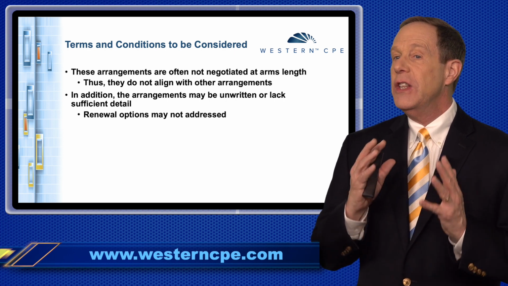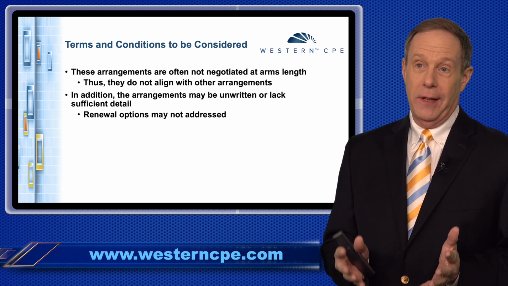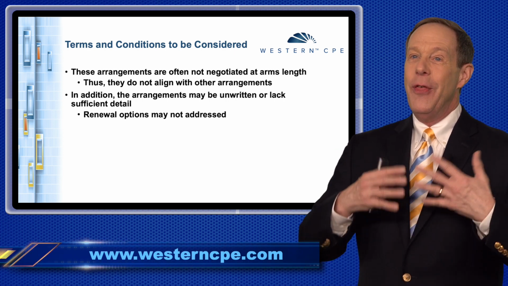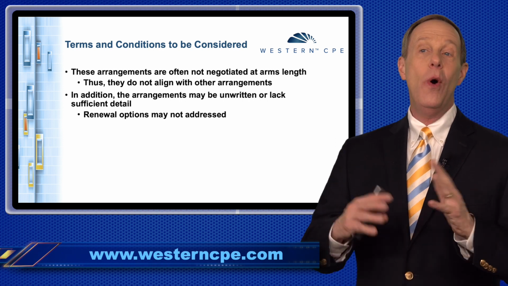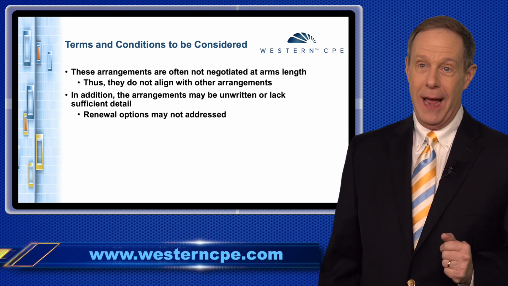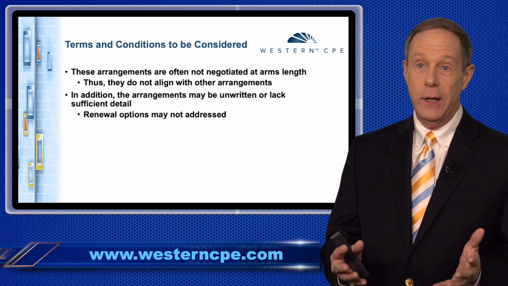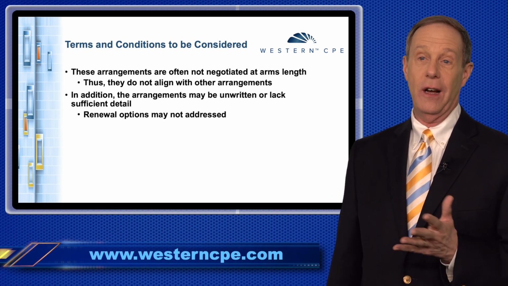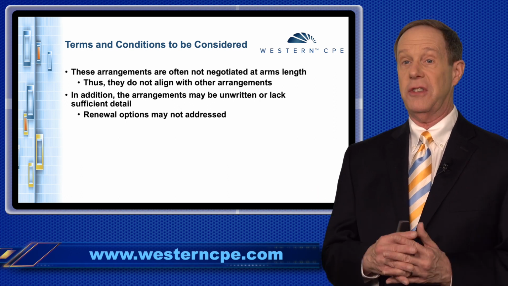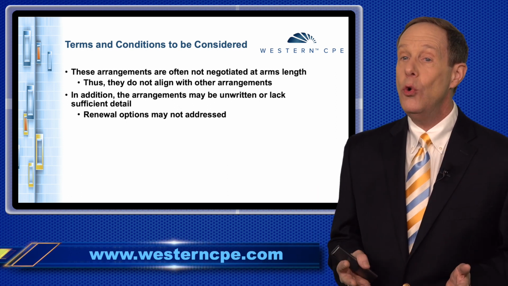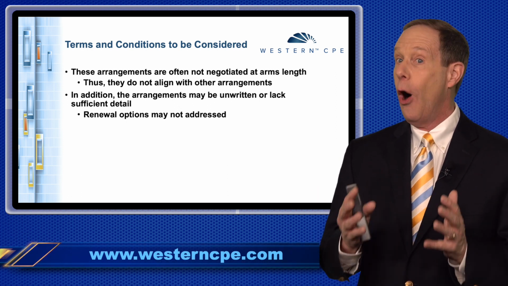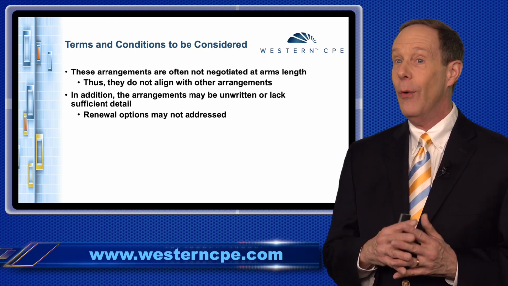These are often not negotiated at arm's length. Duh. Thus, they don't align with other arrangements that might be out there. In addition, the arrangements may be unwritten or lack sufficient detail in the first place. For instance, there might not be any renewal options addressed, even though we all know that there's going to be one in there.